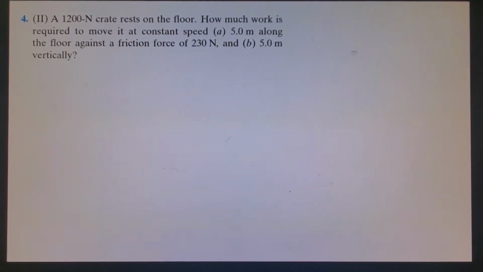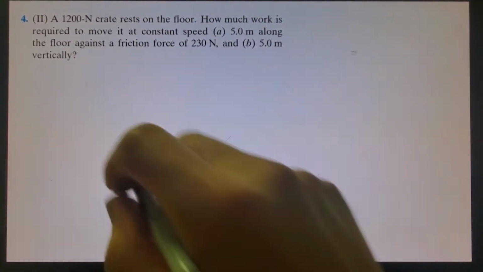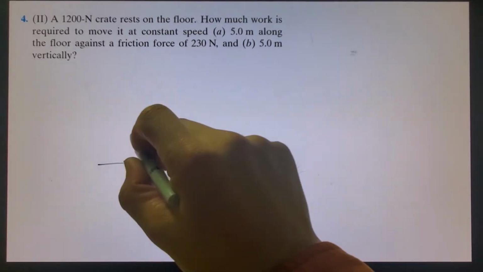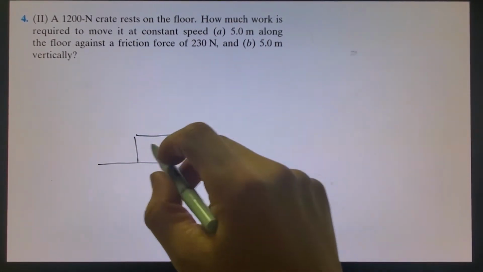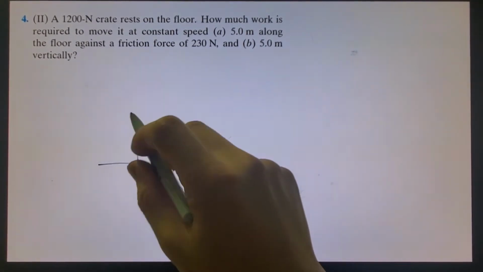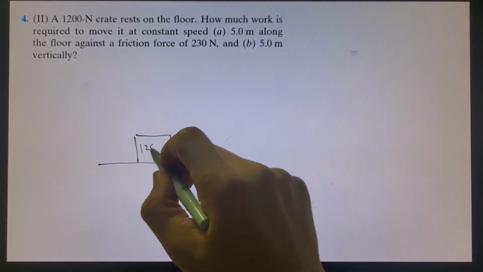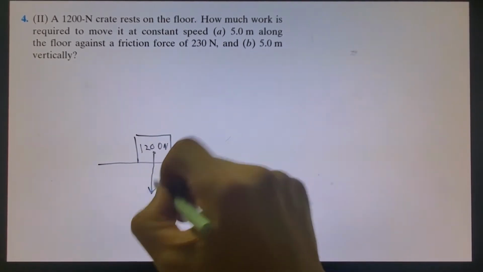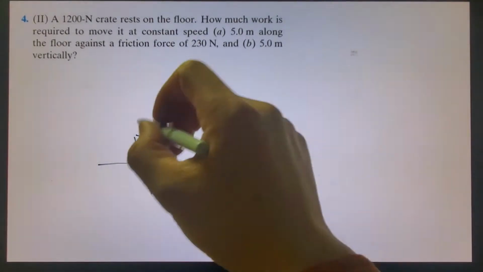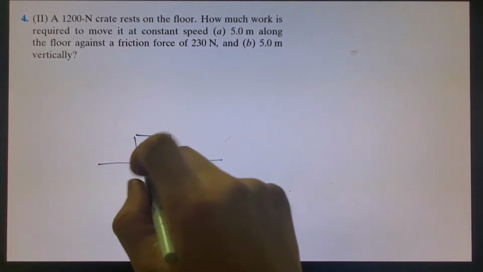This is chapter 6, problem number 4. All right, here is an object. Instead of giving you the weight in kg, it says 1200 Newton. Okay, so mg is equal to that many Newton. Okay, let's look at the free body diagram.